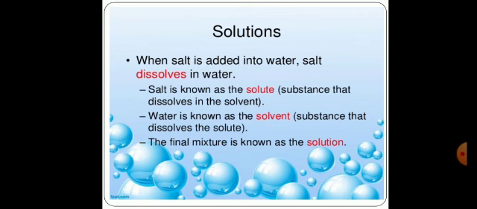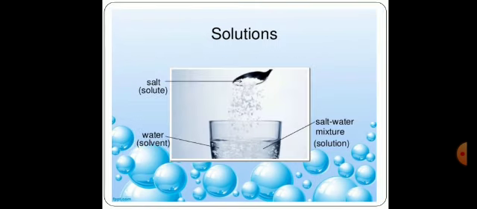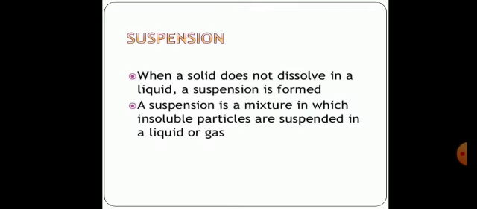A solution is a homogeneous mixture that consists of two parts: the solute and the solvent. Salt is a solute and water is a solvent. You can see on your screen that when they mix together, they form a solution. A salt water mixture is called a solution, also known as a homogeneous mixture. They have the same composition.